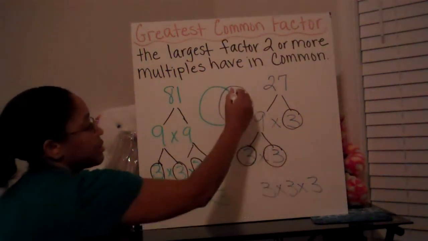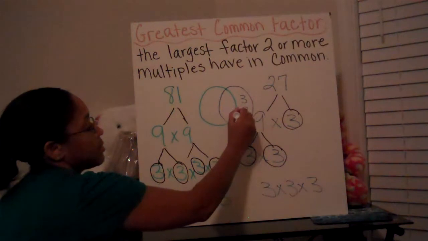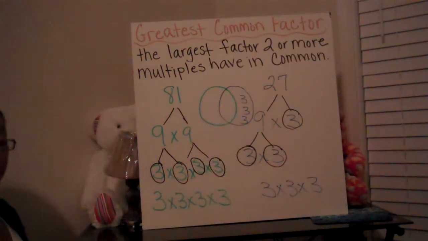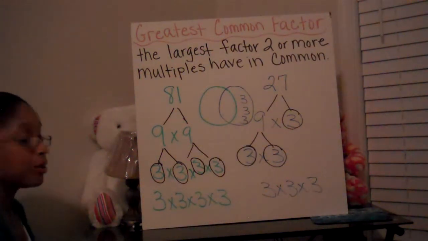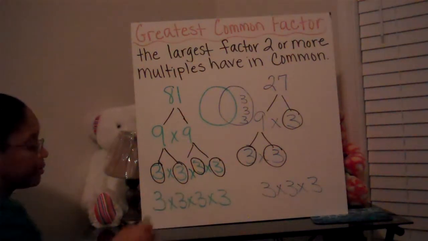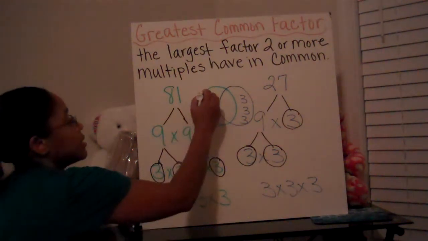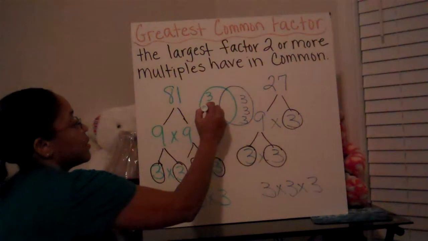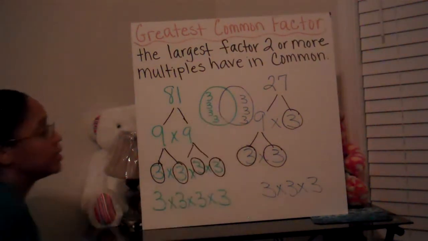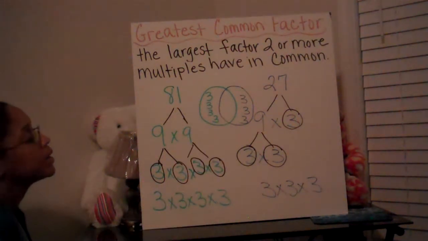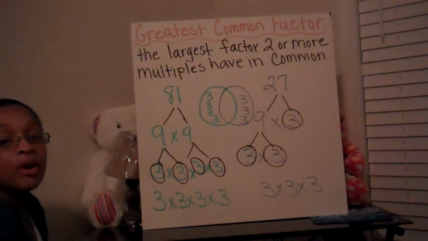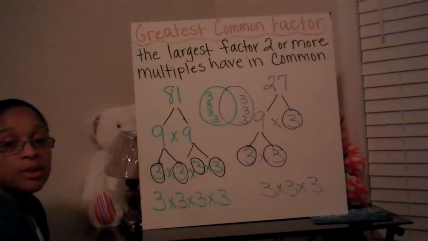Well, 27 was three 3's, so I'm going to write three 3's in there. And 81 was four 3's. 1, 2, 3, 4. So I'm going to put my four 3's right here in the green portion of the circle. Then I'm going to figure out what they have in common. What numbers are in common.